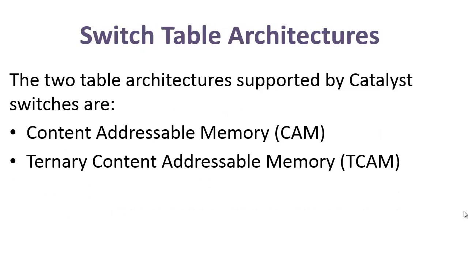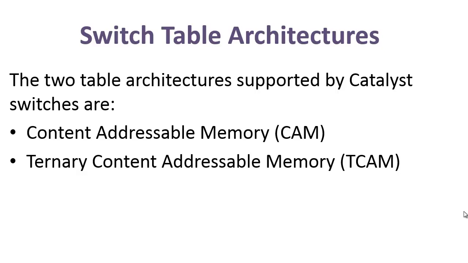There are 2 table architectures supported by Catalyst switches, and that's CAM and TCAM. CAM stands for Content Addressable Memory, which is a special type of memory used by Cisco switches. In the case of ordinary RAM, the IOS uses a memory address to get the data stored at this memory location. While with CAM, the IOS does the inverse. It uses the data, and the CAM returns the address where the data is stored. The CAM is considered to be faster than RAM since the CAM searches the entire memory in one operation.